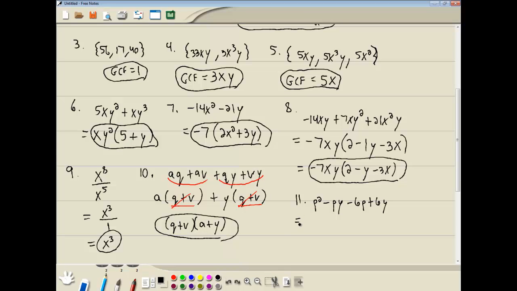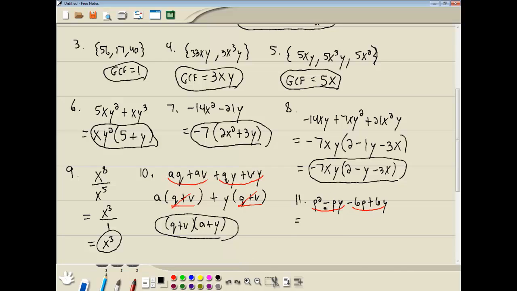Okay. First off, I'll look for the GCF. Some have P's, some have Y's, some are divisible by 6, but all four terms have nothing in common. Now I start going down through my list. Grouping is for four or more terms, so I don't have any choice. I'm going to use grouping. We group the first two terms together and the last two terms together.